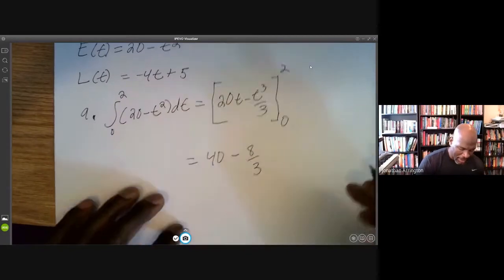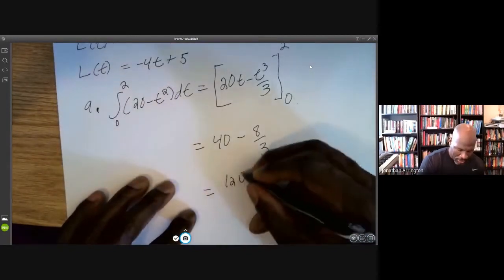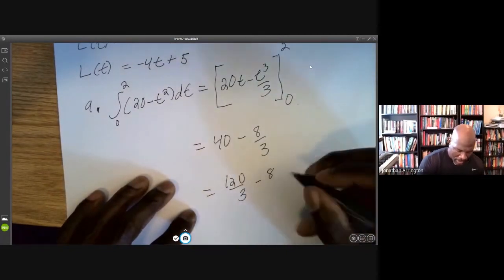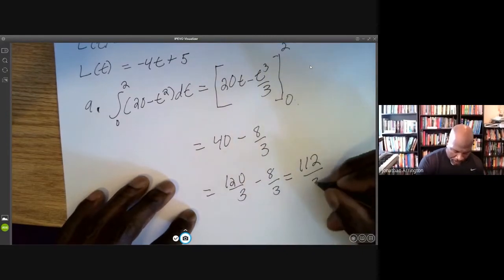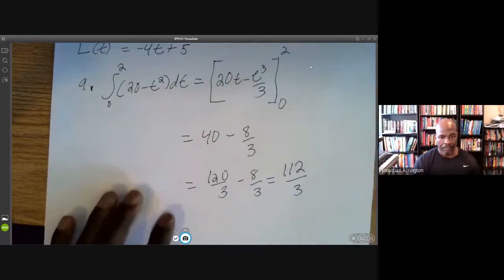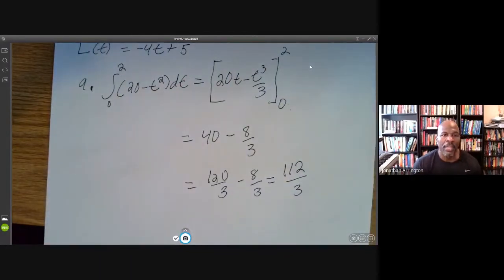But I just like to keep going. So this is 120 over 3 minus 8 over 3, which is 112 over 3. All right, so that's the answer on that particular problem.